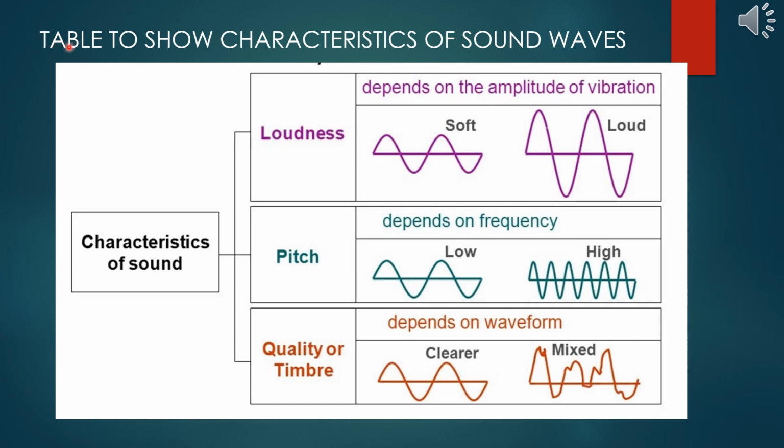Dear students, observe the given table clearly where characteristics like loudness, pitch, and quality or timbre are given. First one is loudness. Easily you can identify the difference between soft sound and loud sound, which depends on amplitude. And the next characteristic is pitch, where easily you can observe low frequency as well as high frequency sound, which we call low pitch and high pitch, which depend on frequency. And the next one is quality or timbre. Clearly observe two waveforms. One is a single wave, another one is a mixed wave, where you can differentiate between two different types of sound waves.